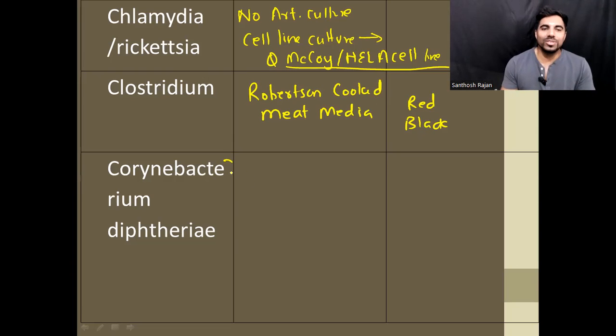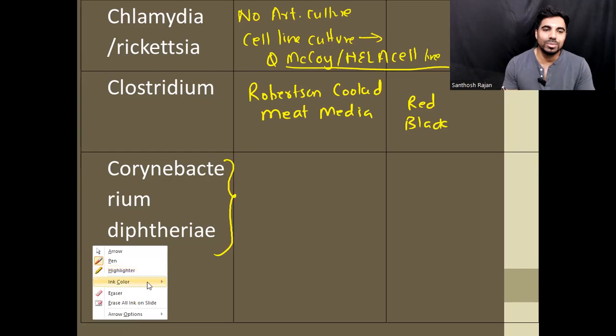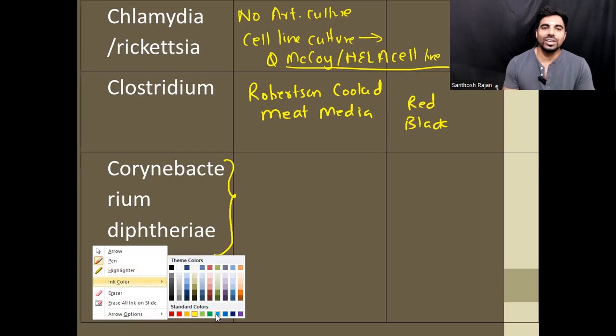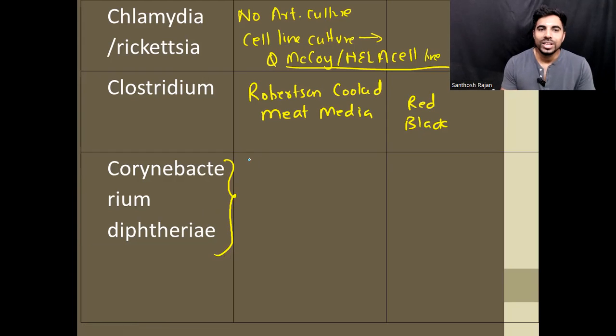Now Corynebacterium diphtheriae, there are only two media. You will always remember, no one will even think to forget this. What is the clue? Tell interns, tell the doctors, whoever, not to loaf. Loaf means roaming around. Not to loaf in the diphtheria ward. That's it, you got your answer already. Start with Loeffler: Loeffler's serum slope, LSS media.